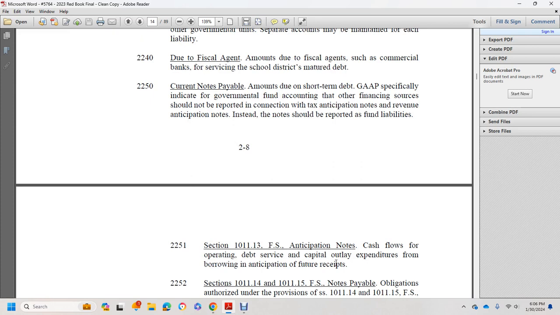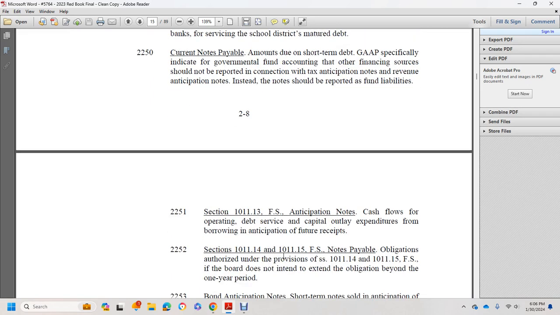2251, section 1011.13 of the Florida statute, anticipation notes, cash flow for the operating with the debt service capital outlay, the expenditure from the borrowing with the anticipation of future receipts.